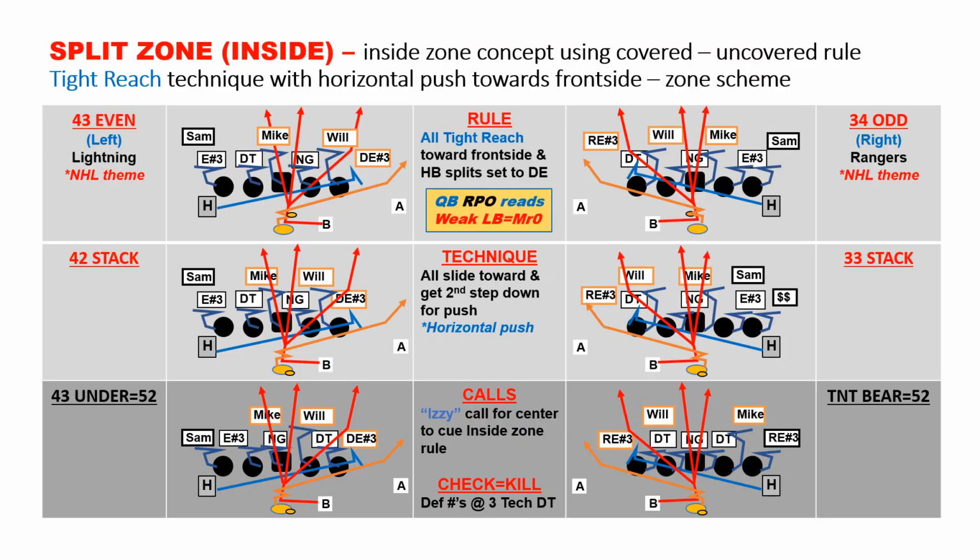Split zone blocking now is inside zone, where we're going to do a tight reach. This gives us that great double team action, and the H-back will split over and block the backside defensive end.